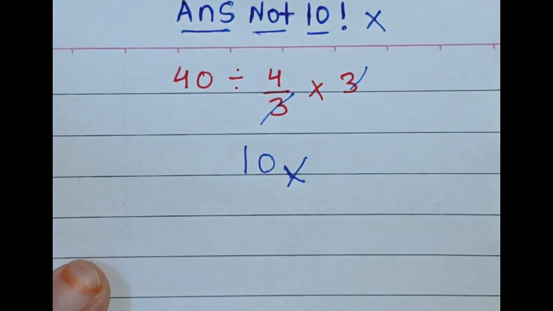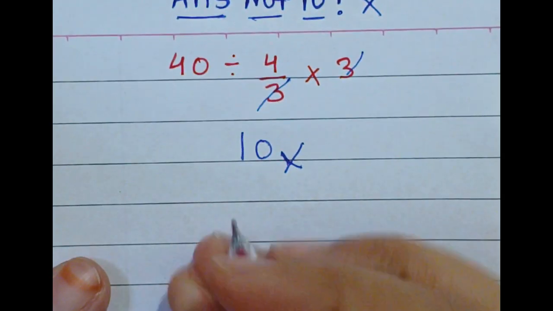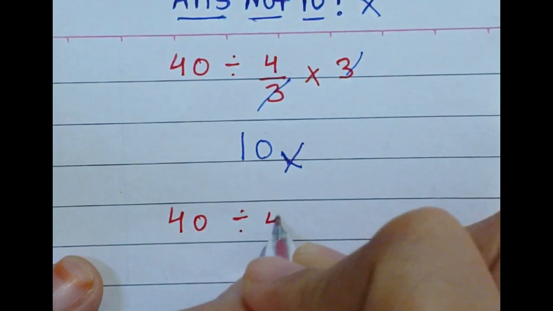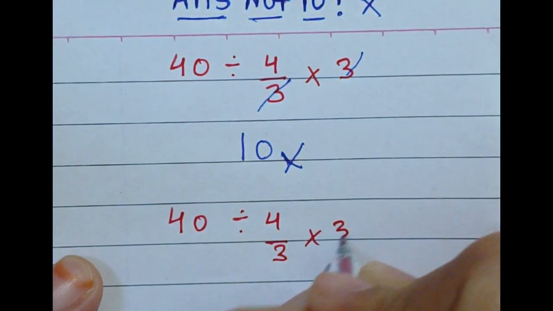Because according to the order of operations, which is PEMDAS, we solve this expression by using the rule which is PEMDAS. So write the question, which is 40 divided by 4 by 3 times 3.